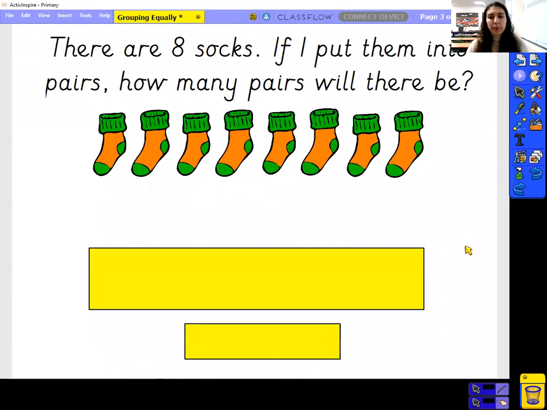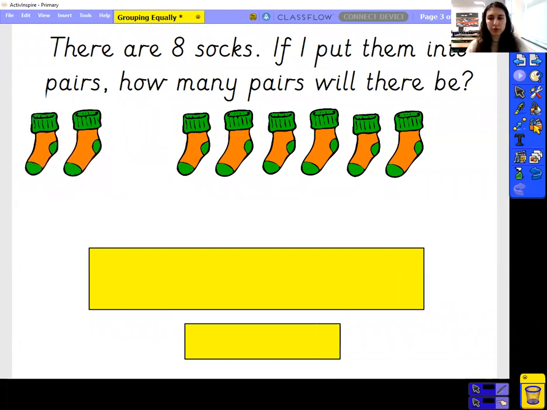So this is an example of division. There are 8 socks: 1, 2, 3, 4, 5, 6, 7, 8. If I put them into pairs, so think about when you've got a pair, that means a group of 2. If I put them into pairs, how many pairs will there be? So let's put them into pairs. That means I've got to put them into groups of 2.